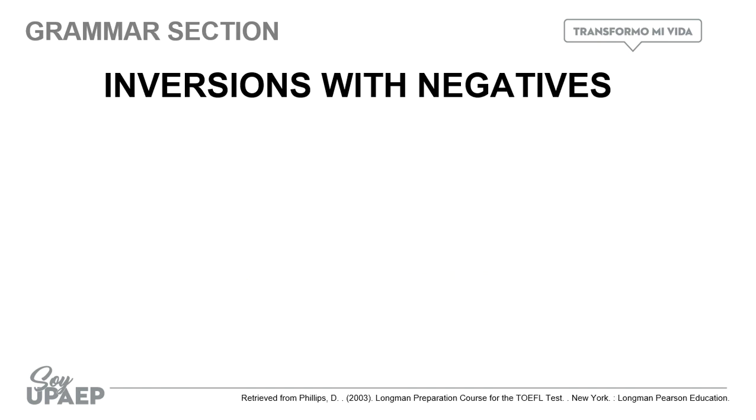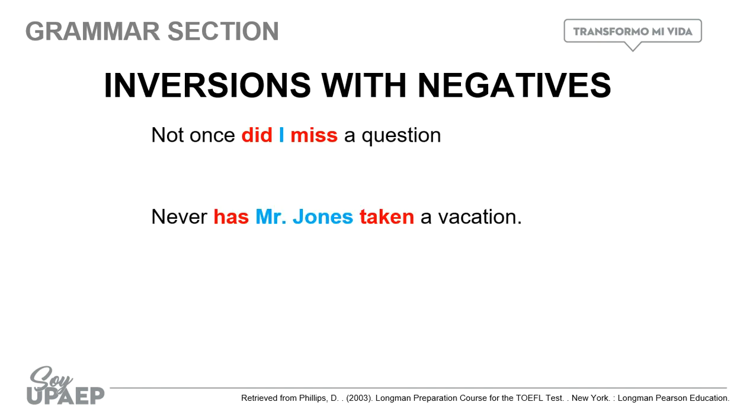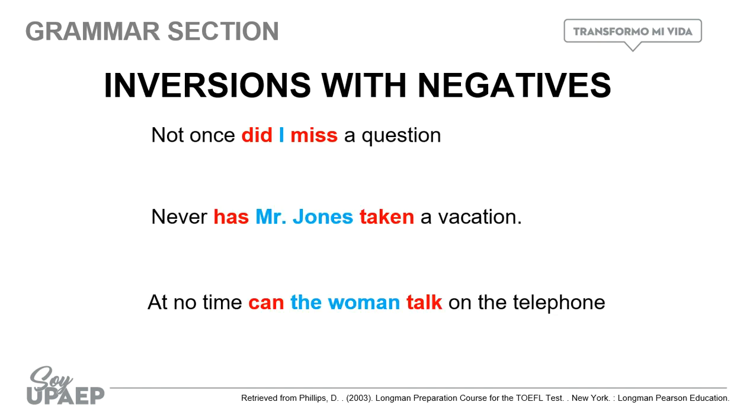So, be so kind as to look at the following sentences. Not once did I miss a question. Never has Mr. Jones taken a vacation. At no time can the woman talk on the telephone. Okay? So if you notice, the three sentences start with a negative word. So, when a sentence starts with a negative word, an inversion is necessary.